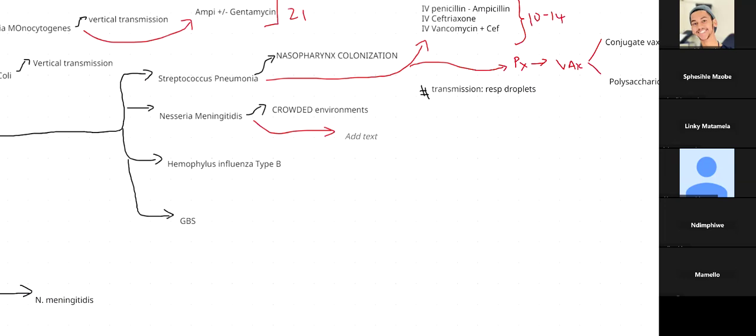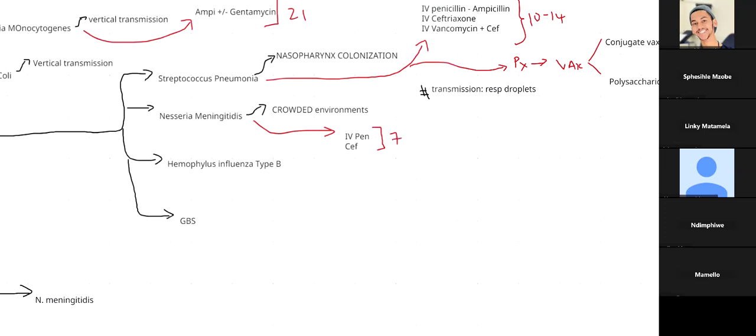Generally, ceftriaxone is also used as well, so I'm just going to mention ceftriaxone as well. The duration for that is 7 days. Okay, so I'm just going to put this 7.